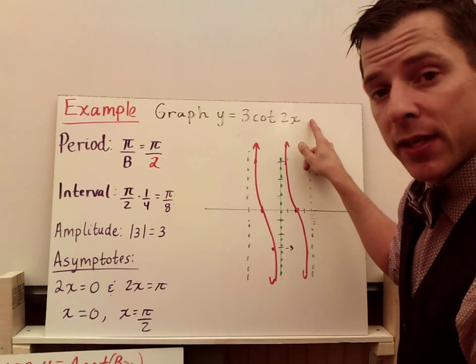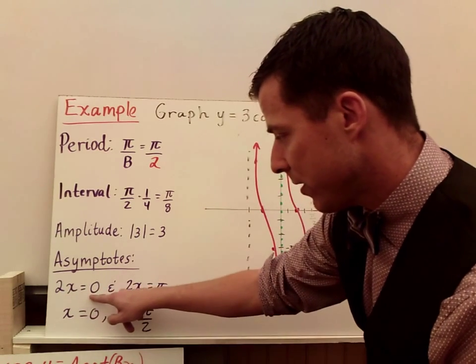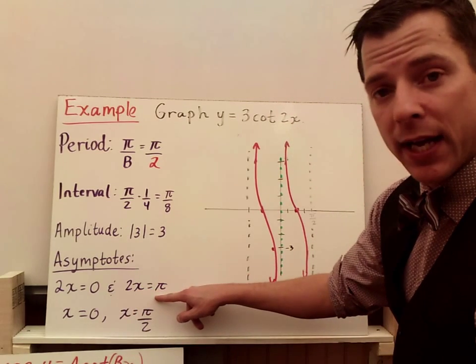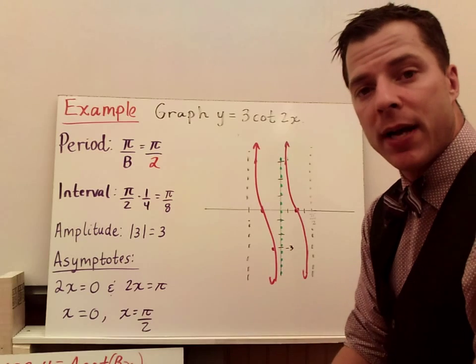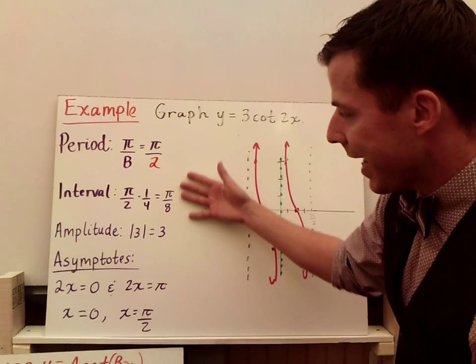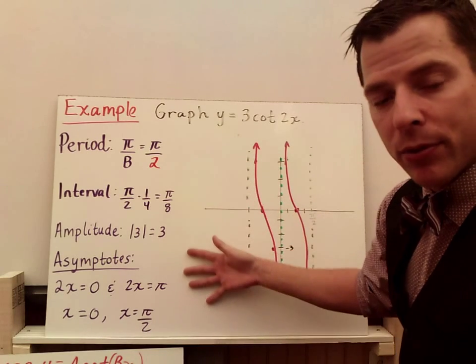There is no c value, so it's just 2x equals 0 and 2x equals pi. I solve for x here. I get x equals 0 and x equals pi over 2. So once I have these four things, I can go ahead and plot my function.